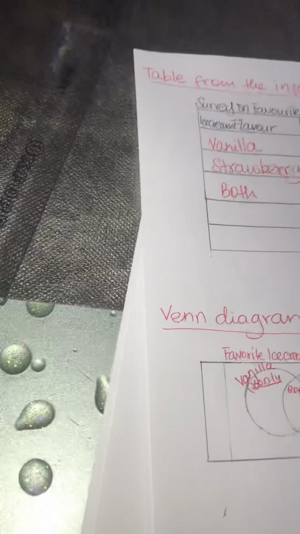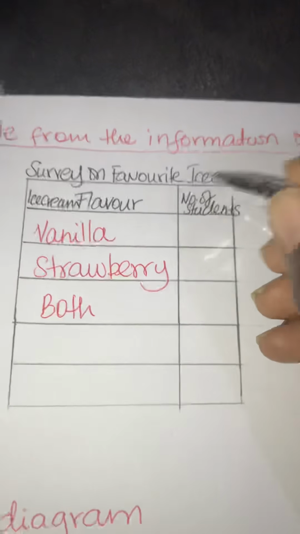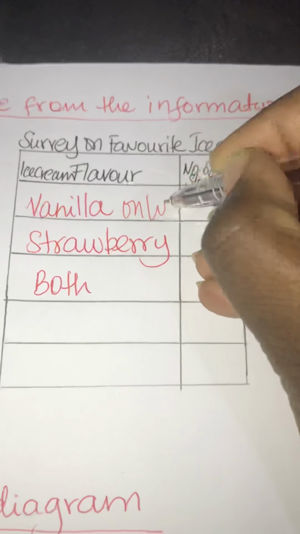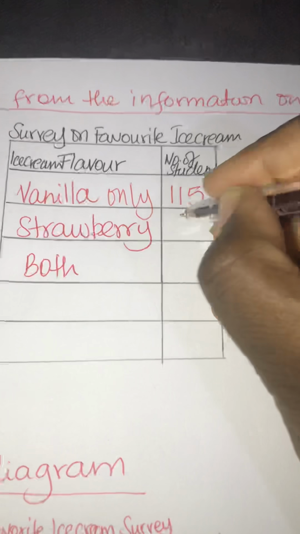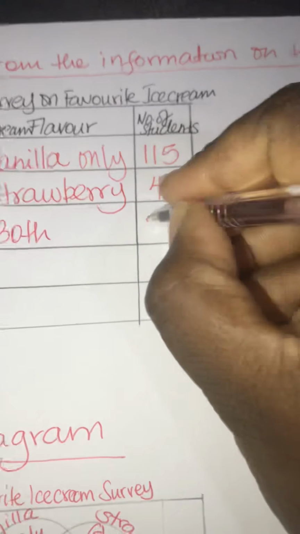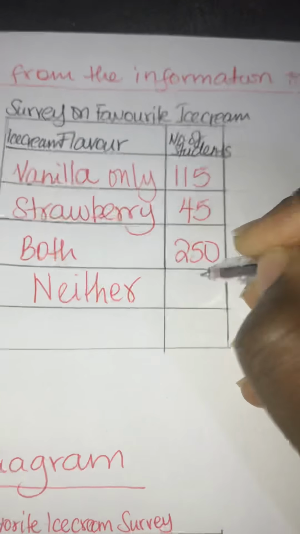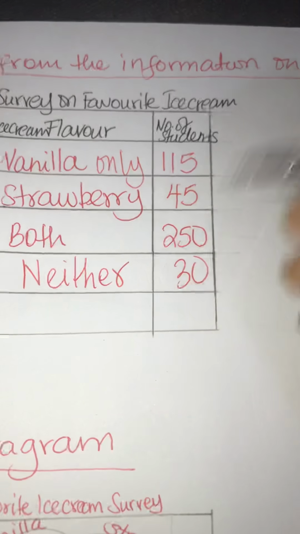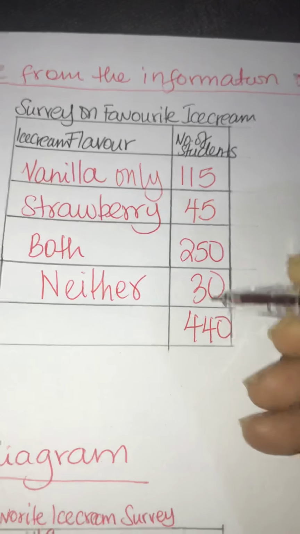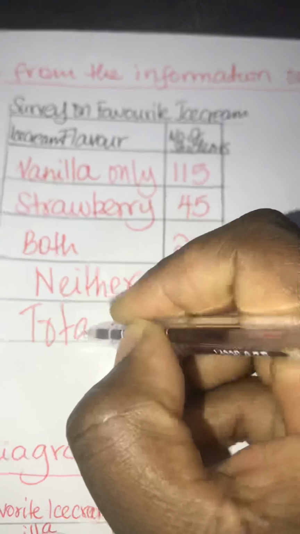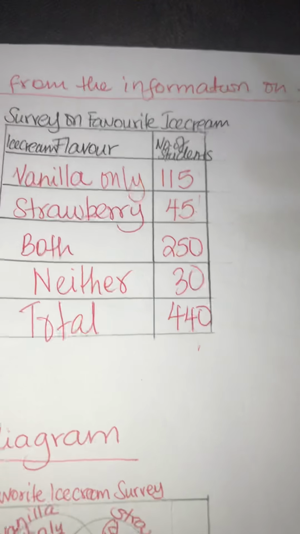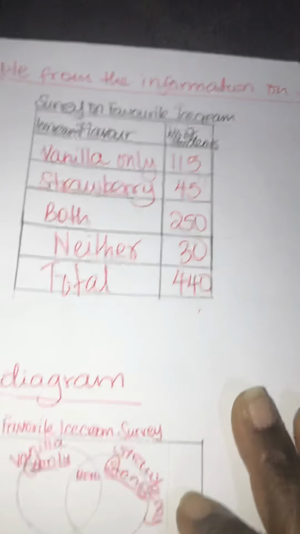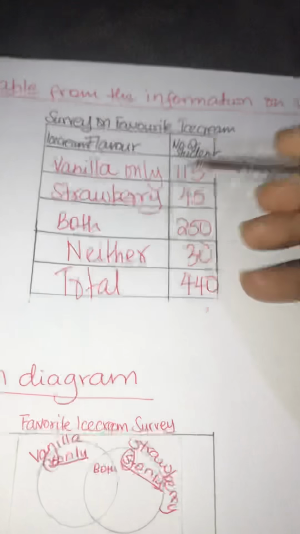Okay? Then from there, I'm going to write my table. Okay? Vanilla only, 115. Strawberry only, 45. Both, 250. Neither, 30. If I add these four numbers, I should get the total of 440 from my survey. If I don't get 440, that means I did something wrong with my calculations. Okay? All right. Now, I have my information from the table.